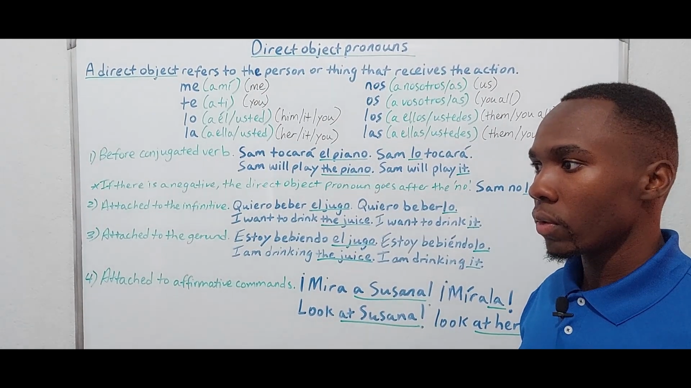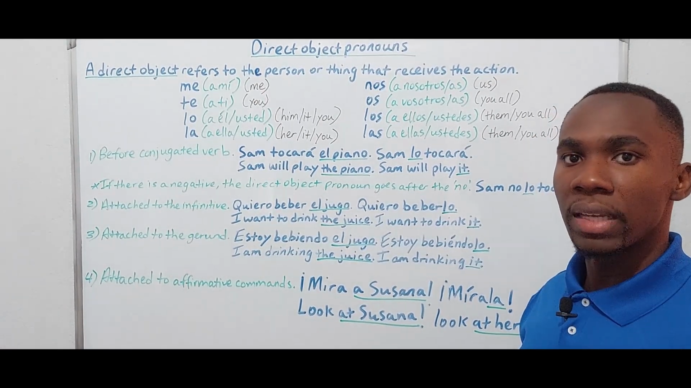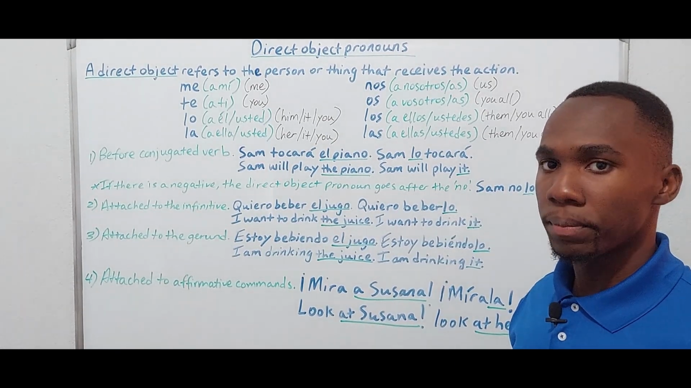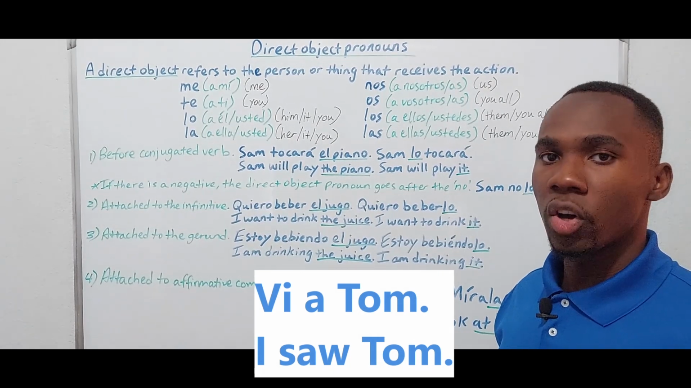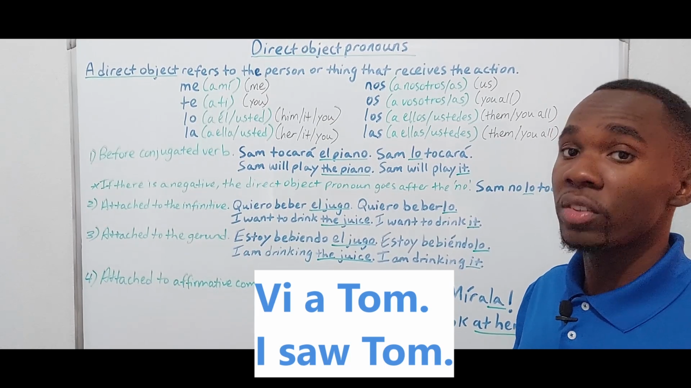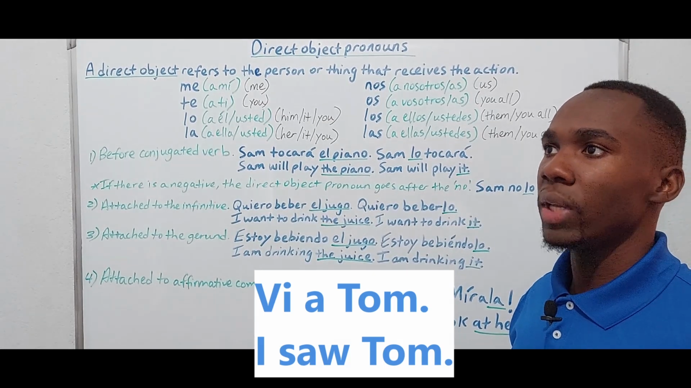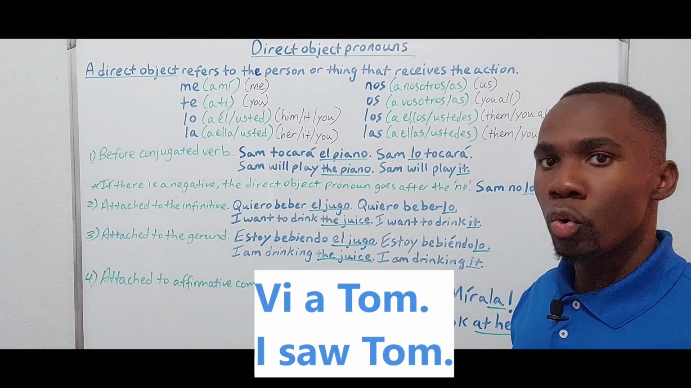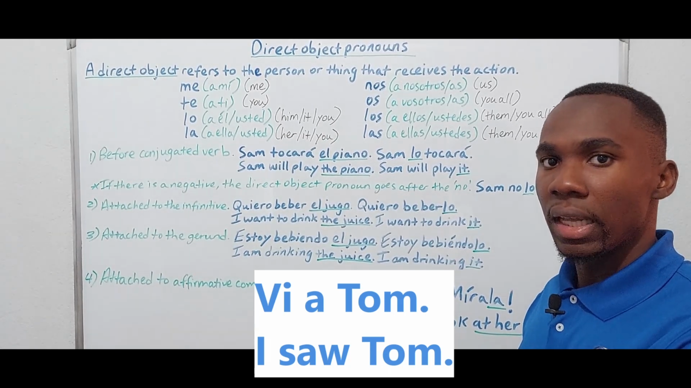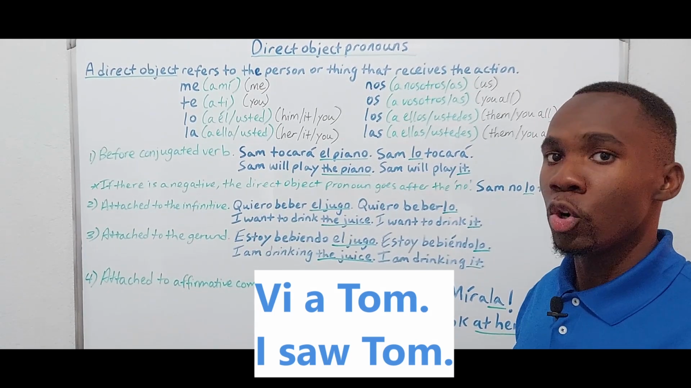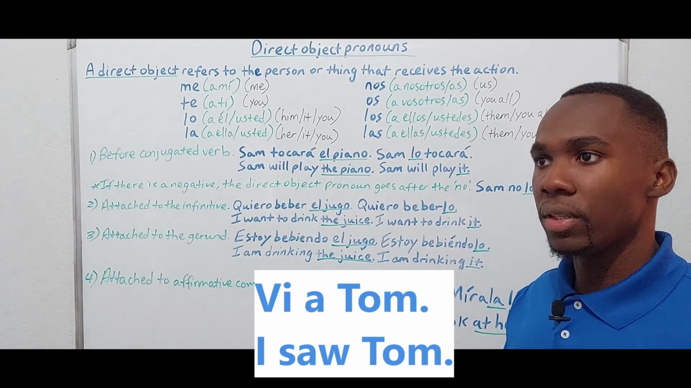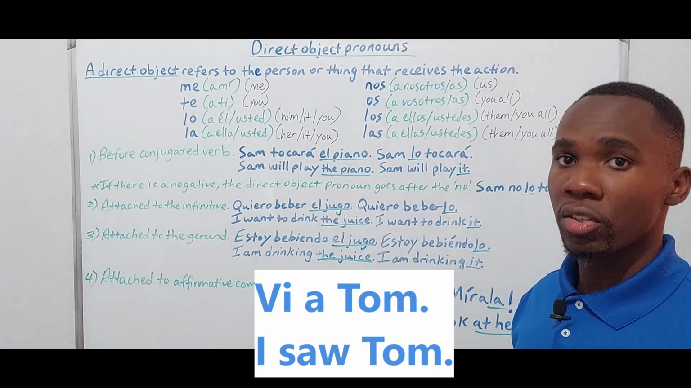So for example, let's look at the sentence "vi a Tom." So, I saw Tom. We look at the verb, which is "vi." Of course, it's in the preterite. And we ask ourselves the question, who did I see? So obviously because the direct object in this case is a person, it will be who did I see? Tom. Right? And you know you have to put the "a" because that is a grammatical rule in Spanish.